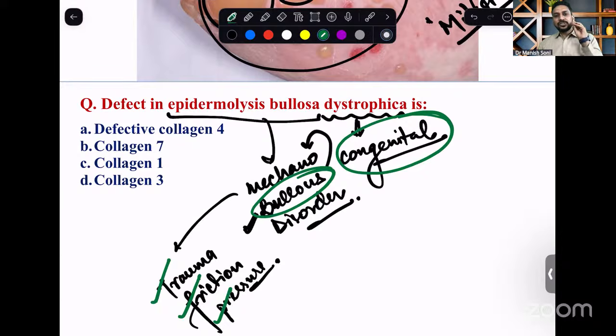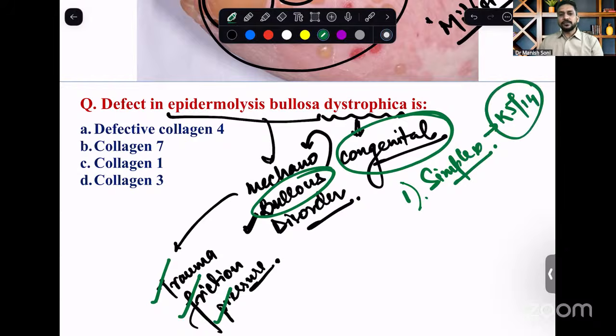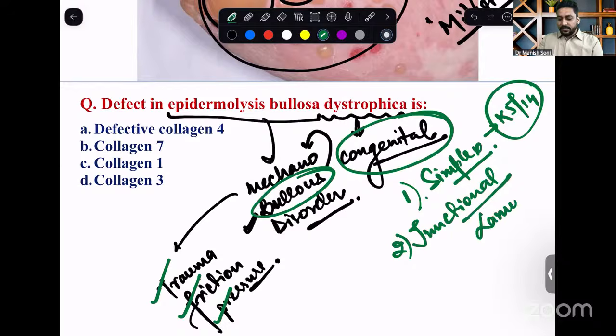Now remember that this congenital type of epidermolysis bullosa can be of three types. The first type is the simplex variant. In the simplex variant, keratin 5 and 14 are defective, so the genetic defect is present in keratin 5 and 14. The second type is the junctional variant, in which laminin is defective. The third variant is the dystrophica variant, and in the dystrophica variant, collagen 7 is defective.